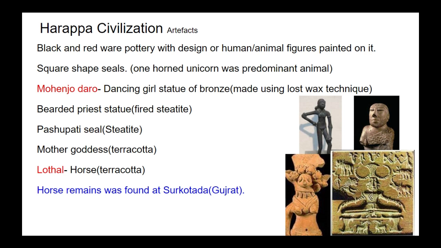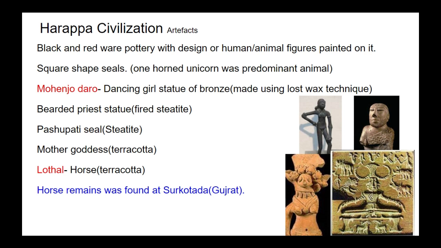From Mohenjo-daro, we get the dancing girl statue, and it was made of bronze using the lost wax technique. You can see the image of the dancing girl on the right hand side. From Mohenjo-daro, we also get the bearded priest statue. It was made of fired steatite. You can see this image.